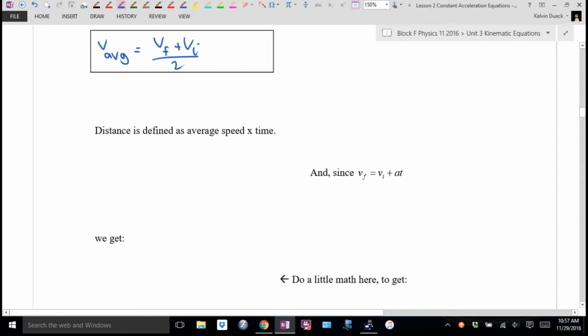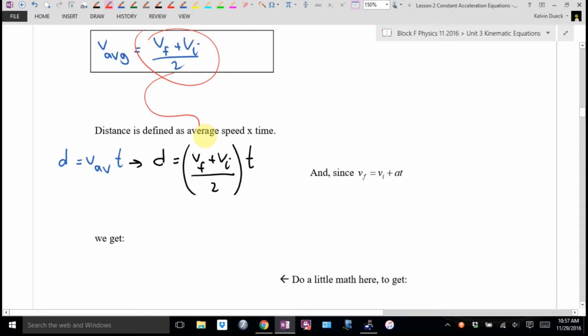I said that distance is defined as average speed times time, which can be written as VF plus VI over 2 times time. Conlon did the same thing. I just replaced average speed with what it is. You okay with that?